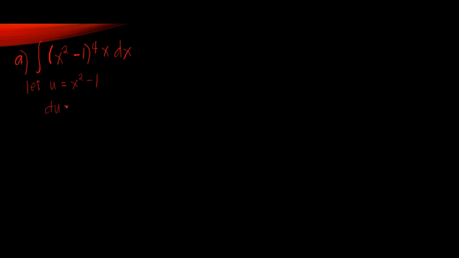And then du will be equal to the derivative of x squared, which is 2x dx. And then the derivative of a constant is 0, so hindi na natin kailangang isulat. Now, mag-focus tayo dito sa part na to. Dito sa du is equal to 2x dx. So, yung u natin is equal to x squared minus 1, which is this one. So, u raised to 4 na siya.